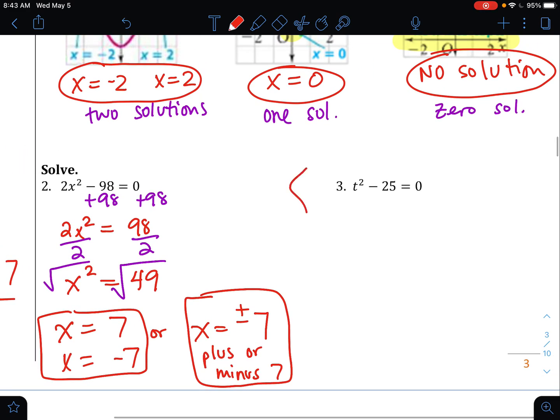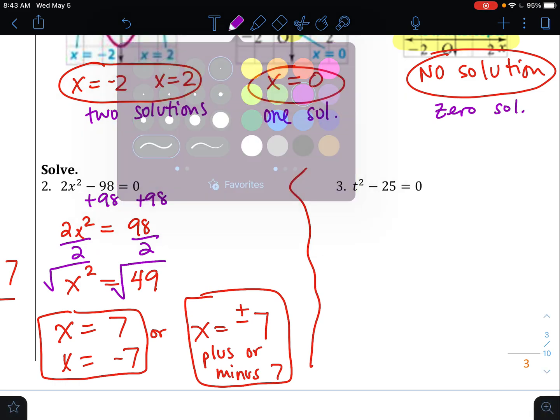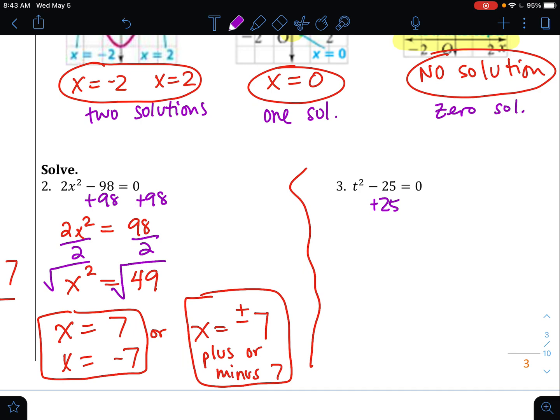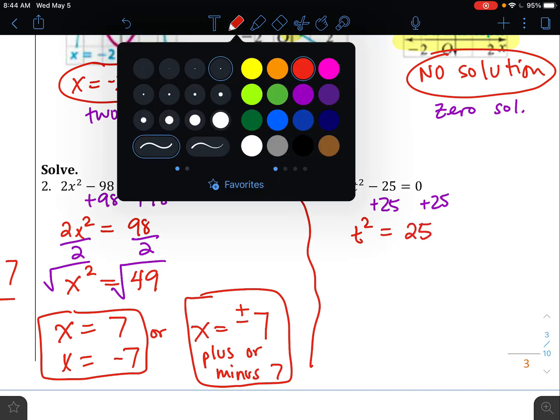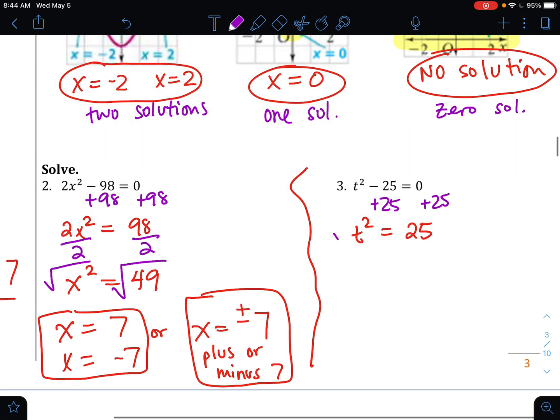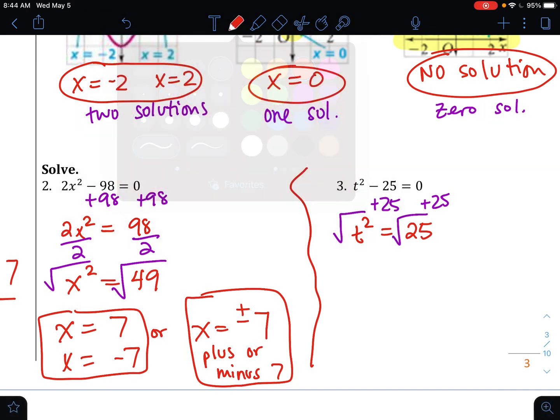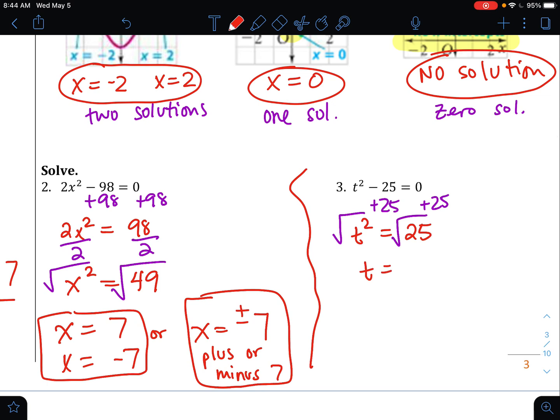Okay, number 3, you need to isolate t squared. So you're going to add over the 25 here. And so I end up with t squared equals positive 25. So remember, I need to do the opposite of the second power. So you're going to come through here and take the square root. So t is going to equal both 5 and negative 5.